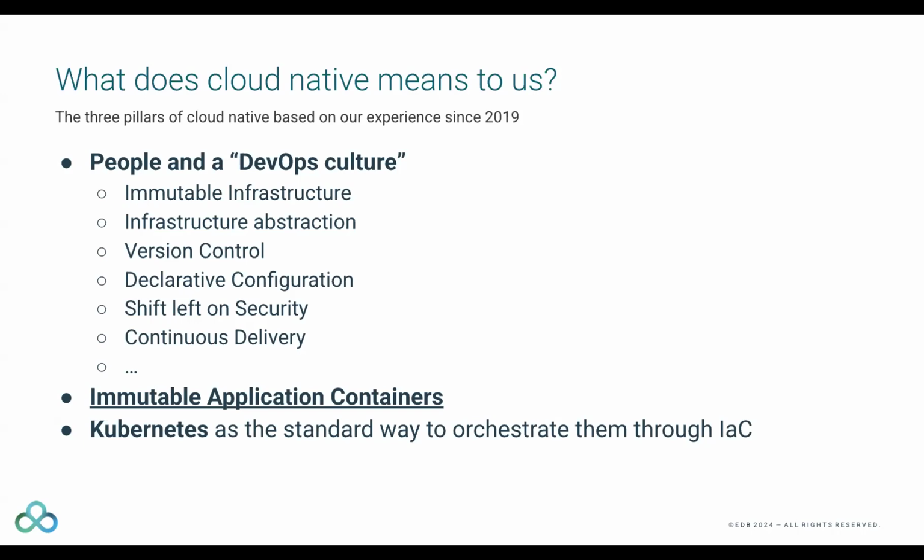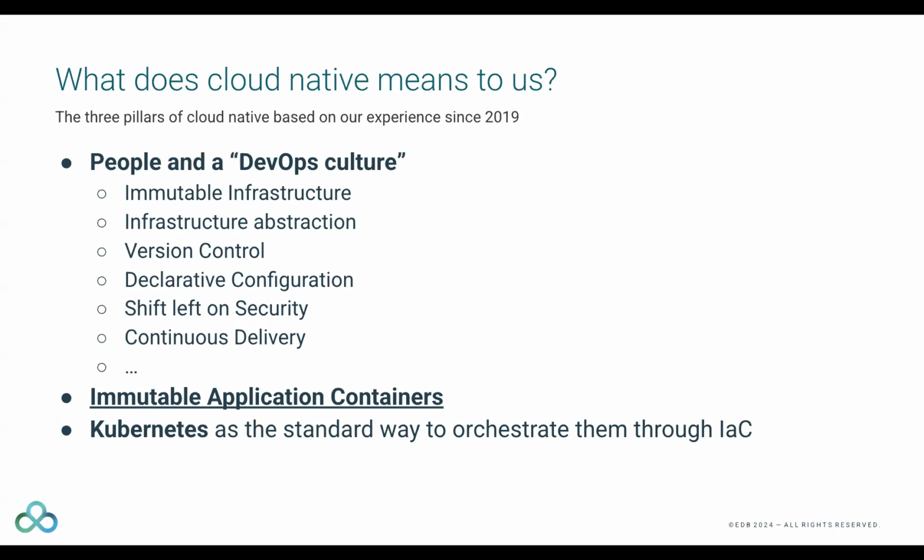I think to understand again why we've done all this process that led to the patch that you see in Postgres 18, it's important to understand what cloud native has meant to us since we started in 2019. We've got kind of our own definition, but I think it still applies. So for us, it's three things: cloud native. It's people, and people that work following a DevOps culture.